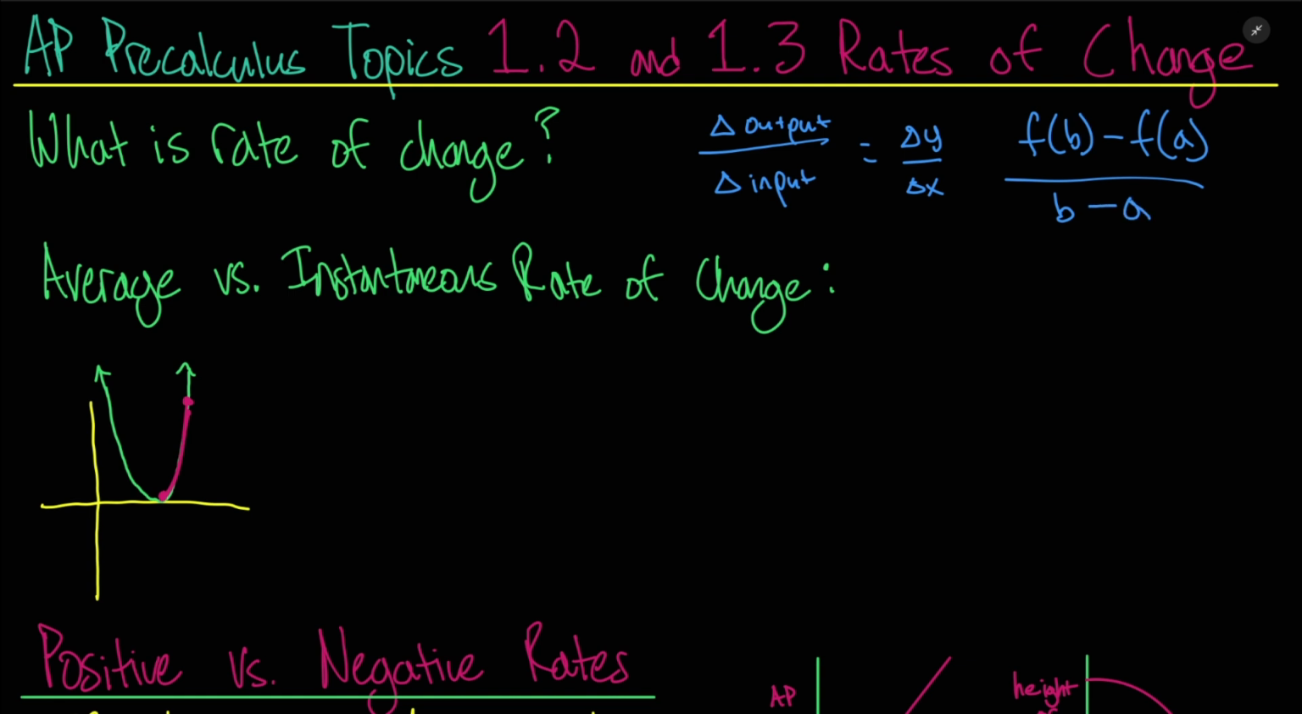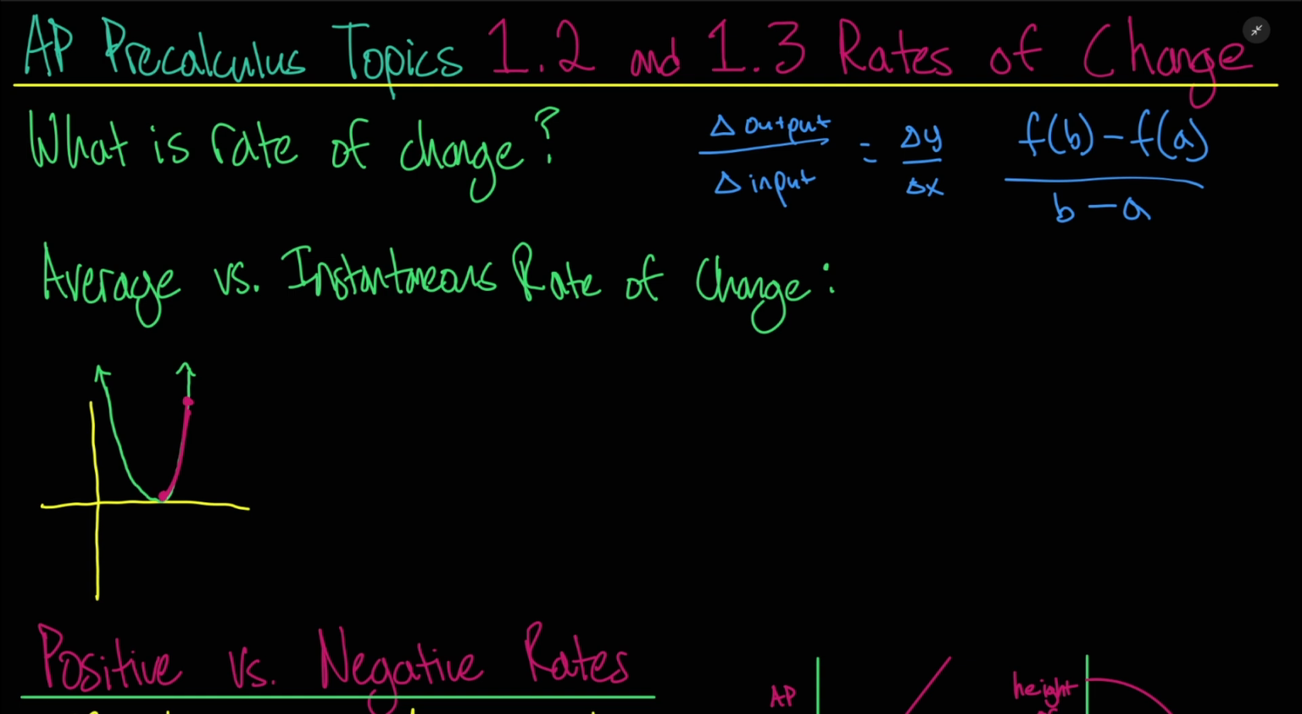And so you're going to be given an interval. Maybe they're going to ask you to calculate the rate of change from x equals 1 to x equals 2. So you'd plug in 2 for b and 1 for a, and then the value at x equals 2 and the value at x equals 1 for f(b) and f(a).